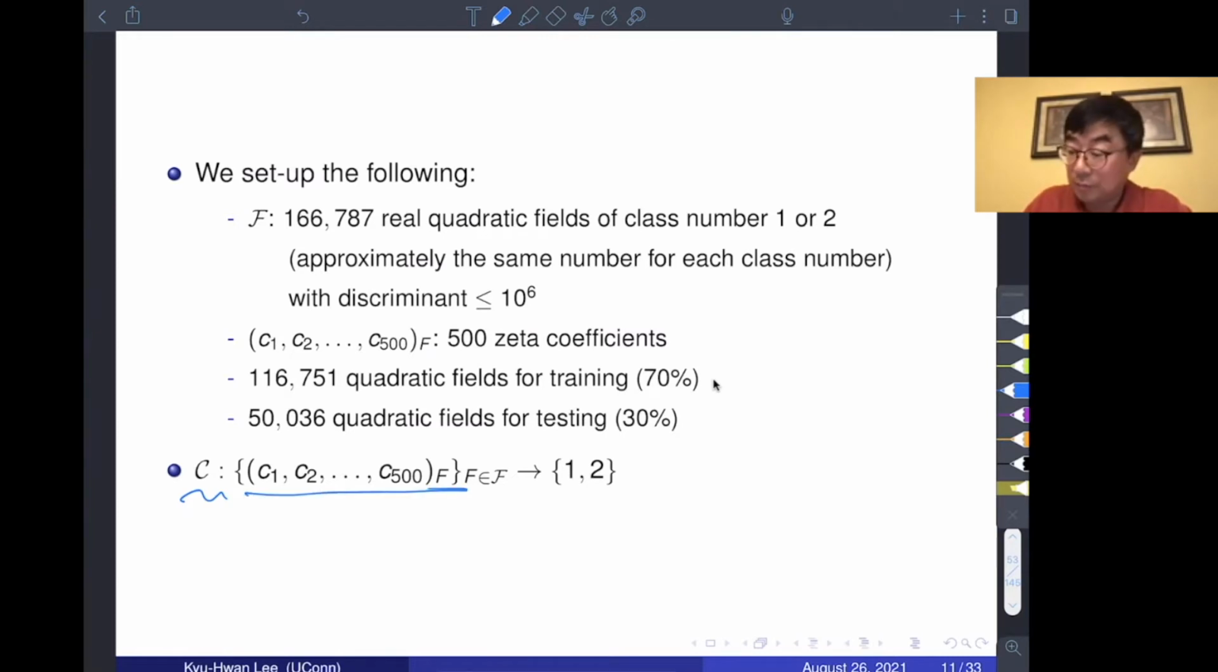We have this data set, and then we want to see if a machine can classify the class numbers. The machine can tell the class numbers 1 or 2. That's the problem we want to do through machine learning.